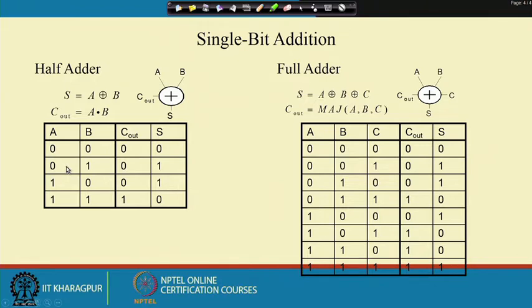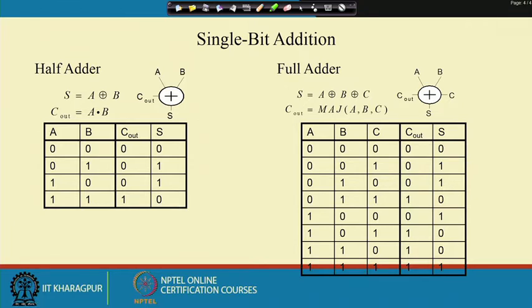If I add 0 with 1, at that time sum will be 1, carry out will be 0. Whenever 1 and 0, then again sum is 1 and carry out is 0, and whenever both the bits, that means A and B, are 1, at that time sum is 0 and carry out is 1. So, why do I need that? Why am I getting C out as 1 and sum as 0 at this particular position?